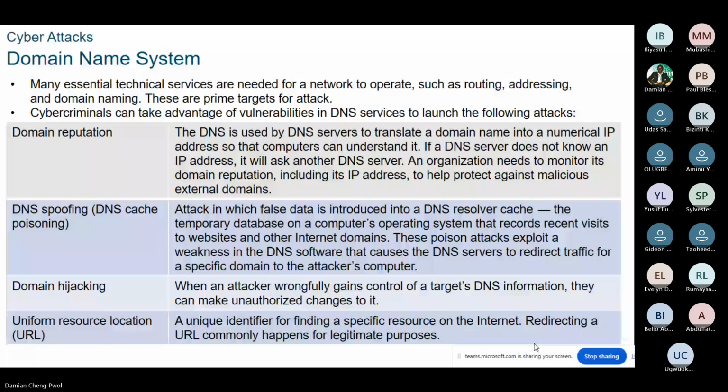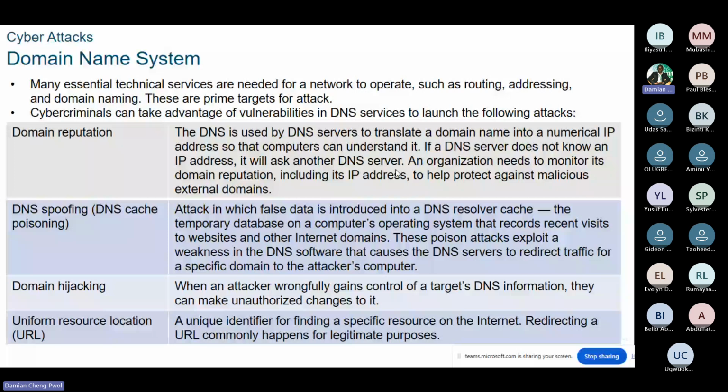So, domain reputation. DNS is used by DNS servers to translate a domain name into a numerical IP address so that computers can understand it. If a DNS server does not know an IP address, it will ask another DNS server. So we have the servers at different levels, just like a master-slave relationship. We have the primary servers, we have the secondary servers. So if you cannot get the translation from one of the servers, you can get it from a different server. An organization needs to monitor its domain reputation, including its IP, to help protect against malicious external domains.